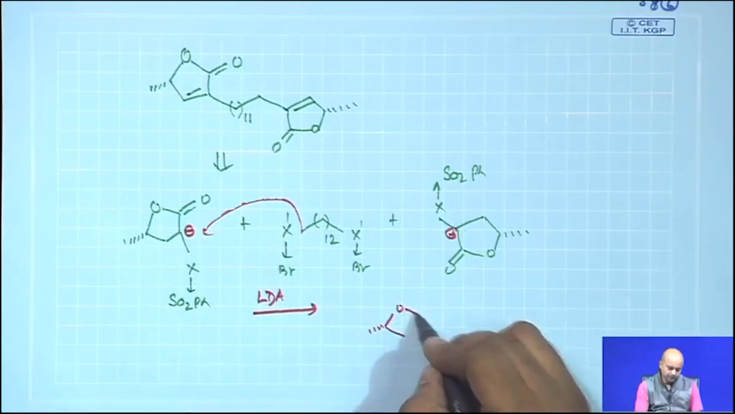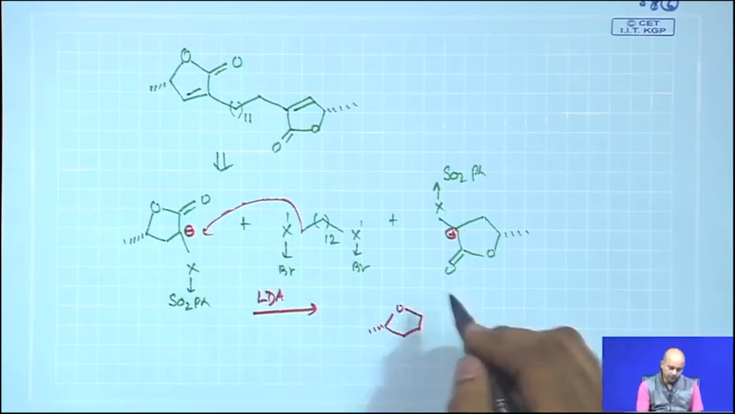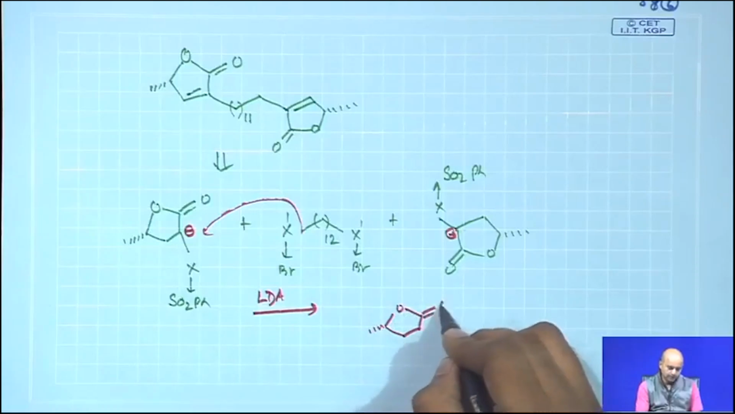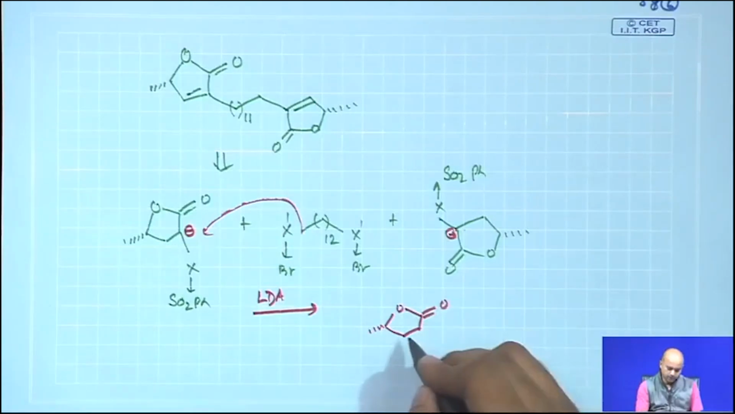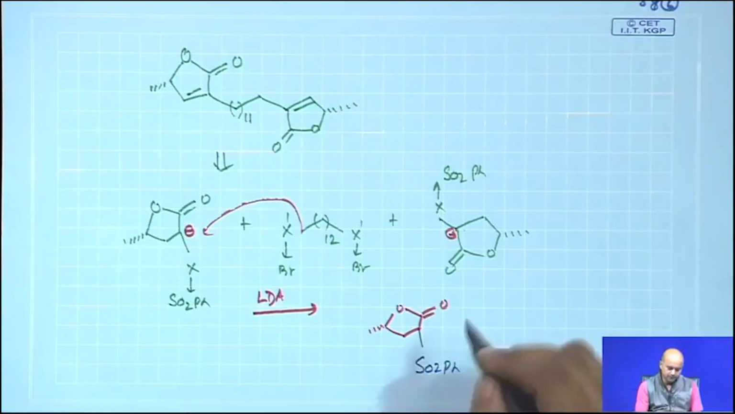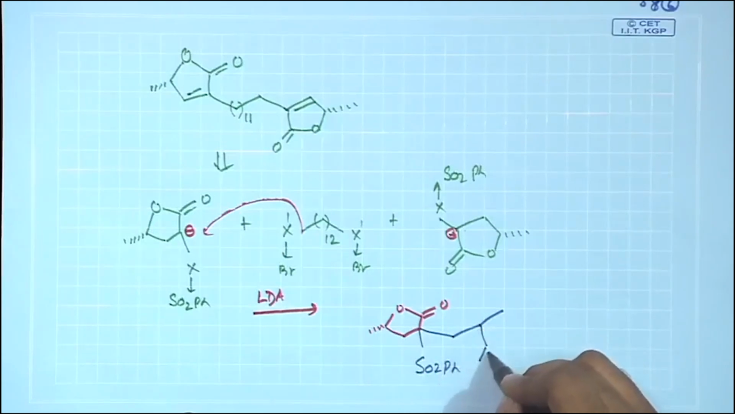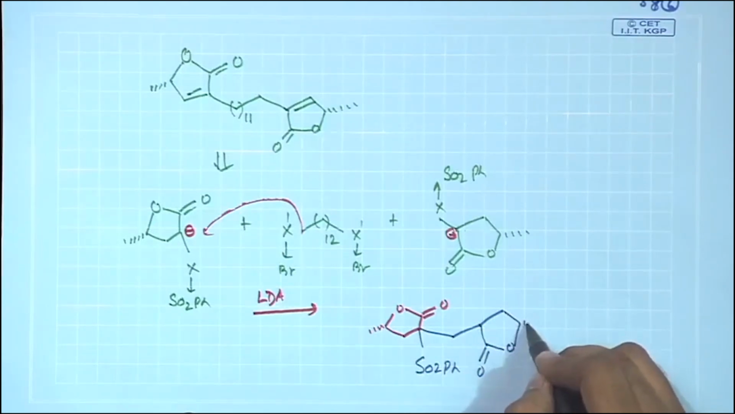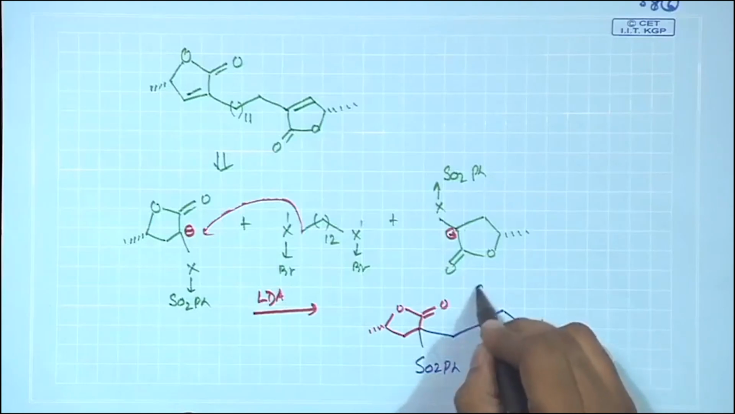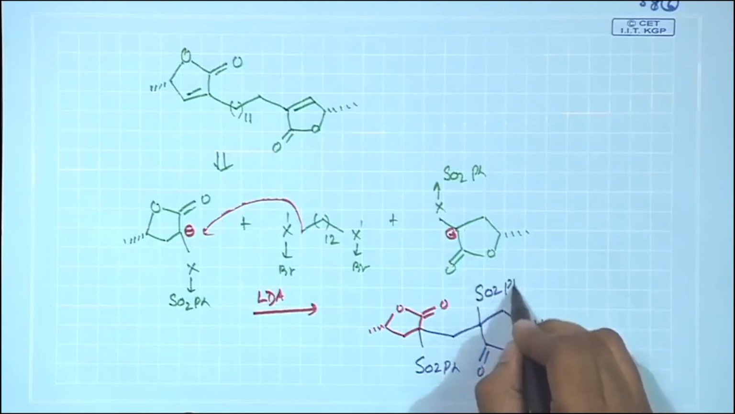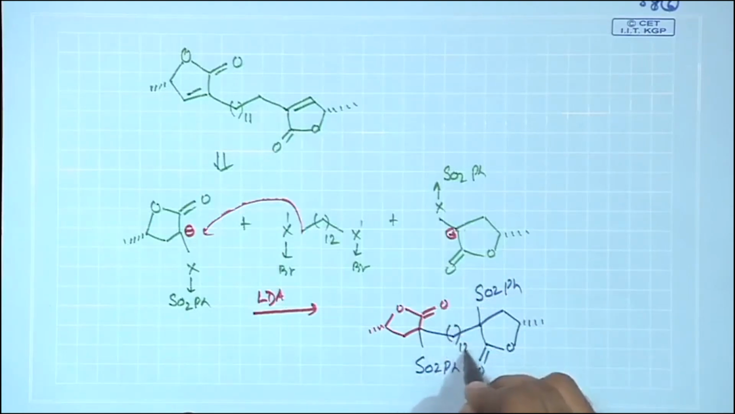Now, how we are accessing these chiral halves, we are probably not discussing it here. So, I am writing SO2Ph, and then you will basically have SO2Ph. So, in between there are 12 methylene.